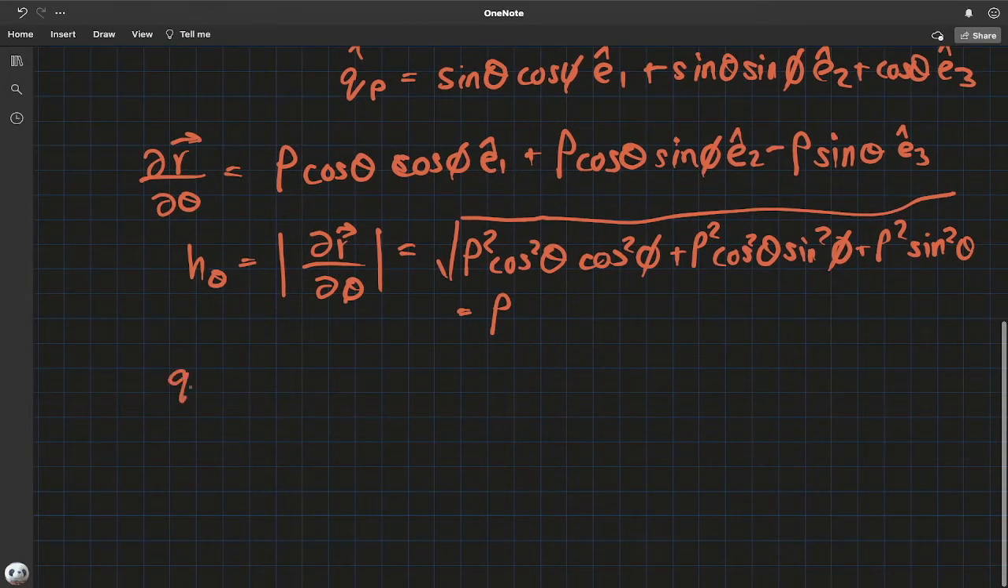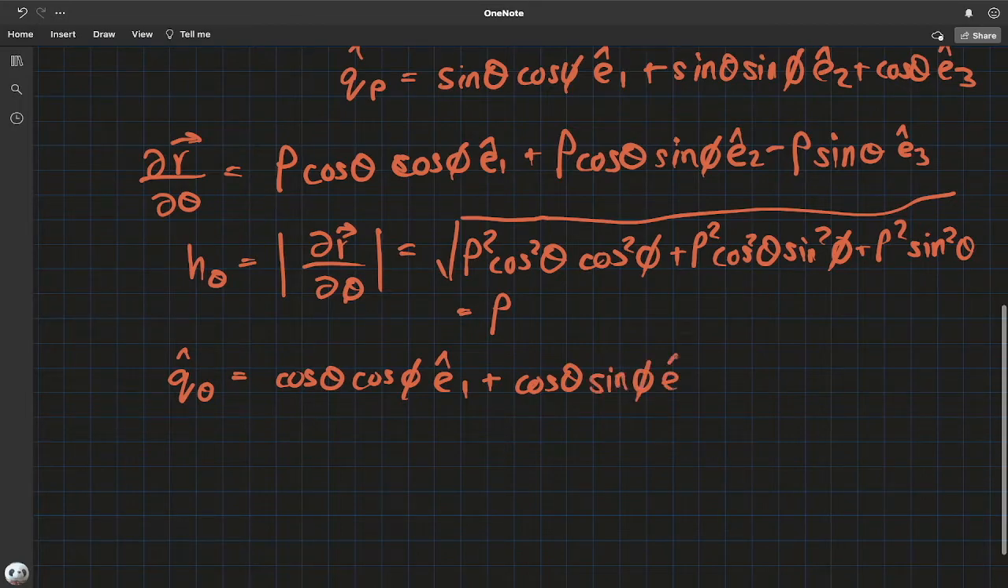Okay, so q sub theta hat is, divide out the rho, cosine theta cosine phi e1 hat plus cosine theta sine phi e2 hat negative sine theta e3 hat.